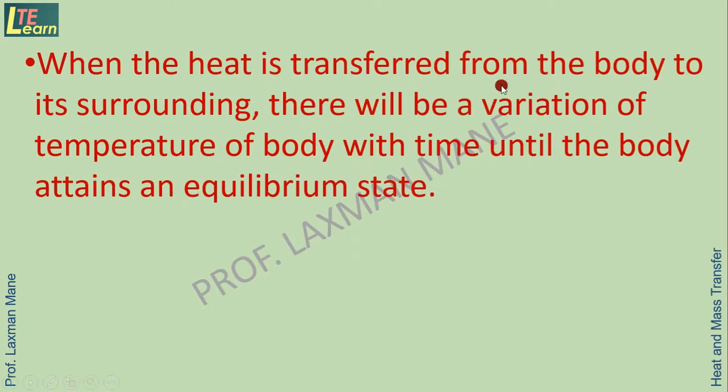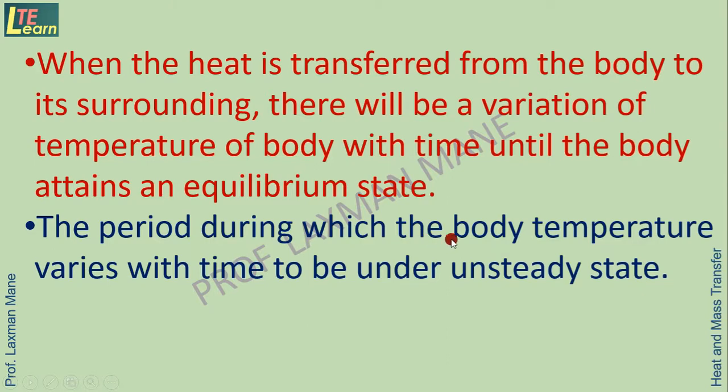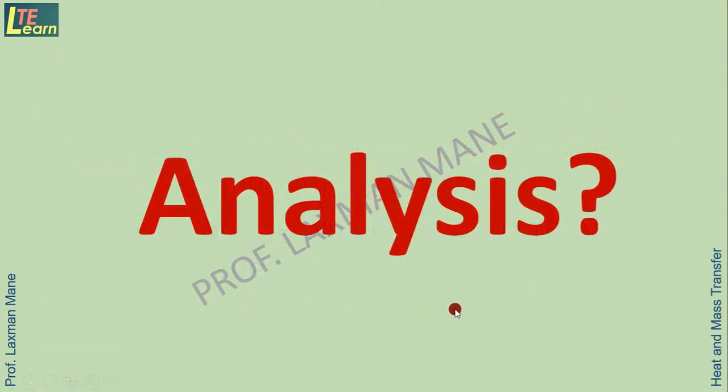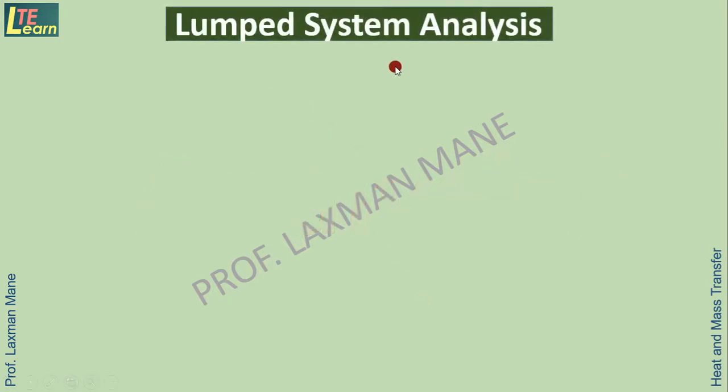When heat is transferred from the body to its surroundings, there will be a variation of temperature of the body with time until the body attains an equilibrium state. The period during which the body temperature varies with time is under unsteady state, meaning transient state. The conduction of heat in unsteady state is called transient heat conduction. Now, how is the analysis of transient heat conduction done? There is a method called lump system analysis.